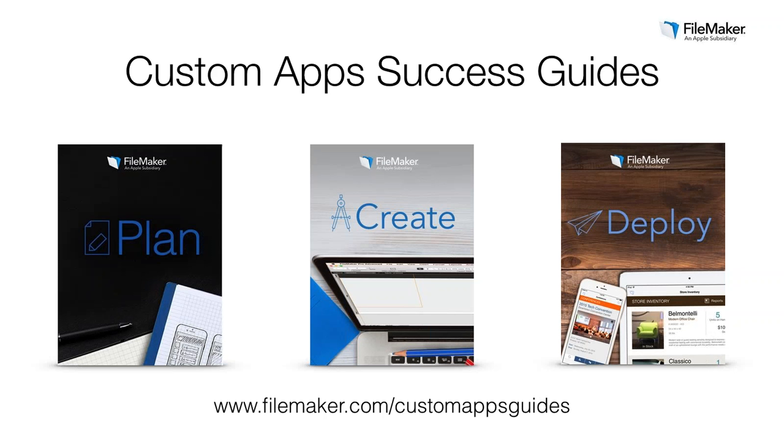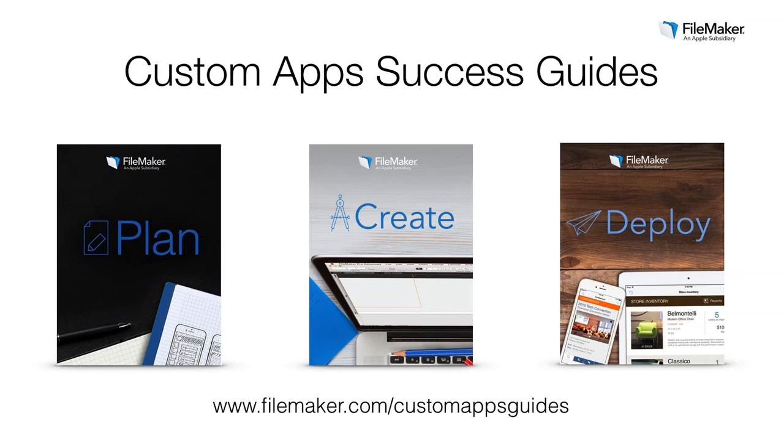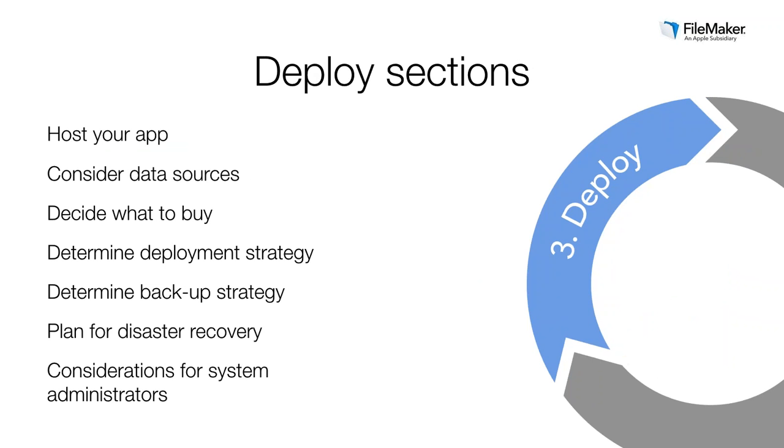For those of you that prefer a visual map to the series, here's what the three guides look like at a glance, and a URL to take you to all three. That's filemaker.com/customappguides. And here's an overview of what we'll be covering today. We'll be covering hosting your app, considering data sources. We'll help you figure out what you need to buy. We'll determine a deployment strategy, a backup strategy, talk about disaster recovery, and what you should talk to your system administrator about.